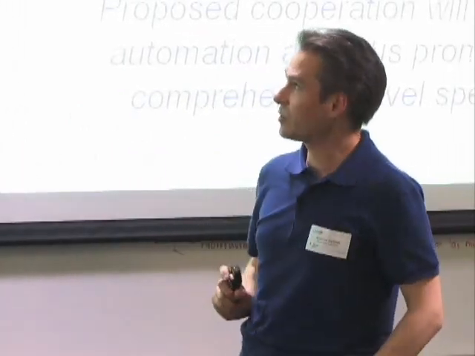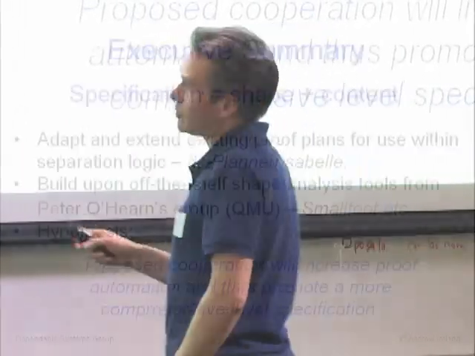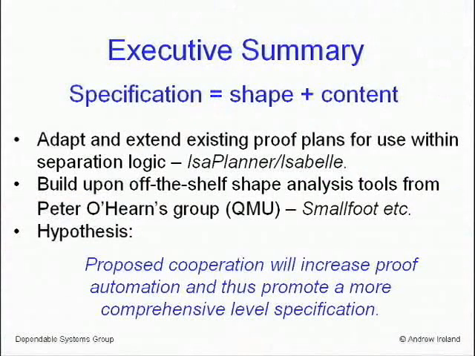So, the executive summary. The key observation is that these specifications can be broken down into shape and content. And we're exploiting that. We're using shape analysis tools for the shape. We're using theorem-proving techniques for reasoning about the content. But we also believe that there's interplay between these two reasoning activities.